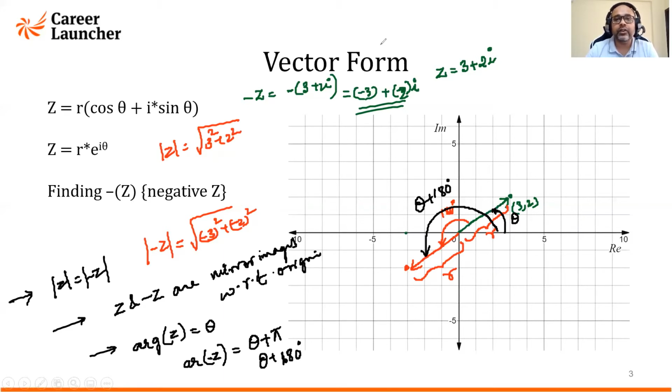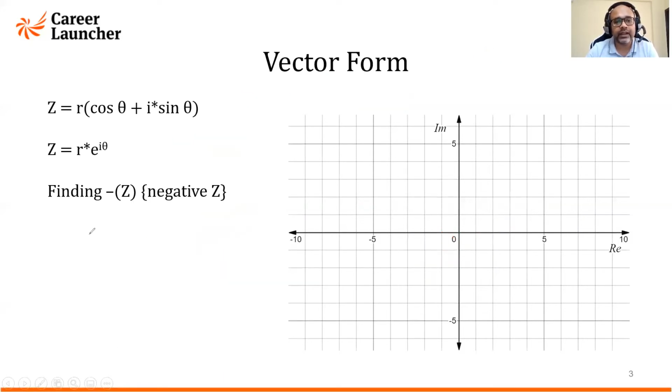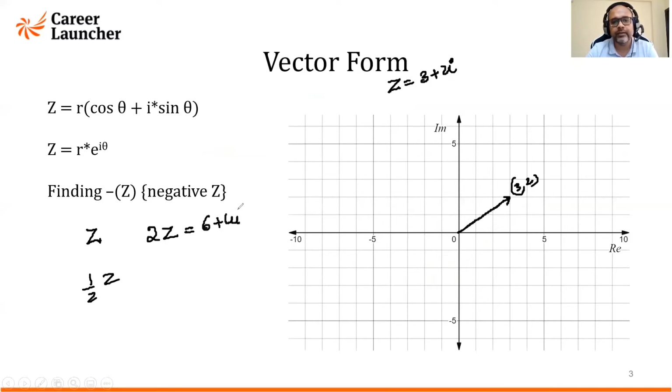Right? The next thing we will notice is what happens if z is given to me and I want to look at 2 times z or half times z. What happens then? So if this is your z, let us say this is 3, 2. This is your z, which means your z is 3 plus 2i. So 2 times z will be 6 plus 4i, which means if I want to take 6 plus 4i, I will take a red color and mark it. 6 is here and 4 is here. So this is your point.